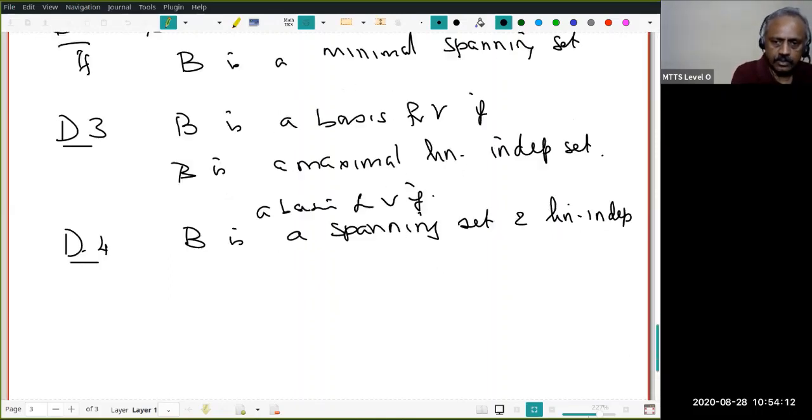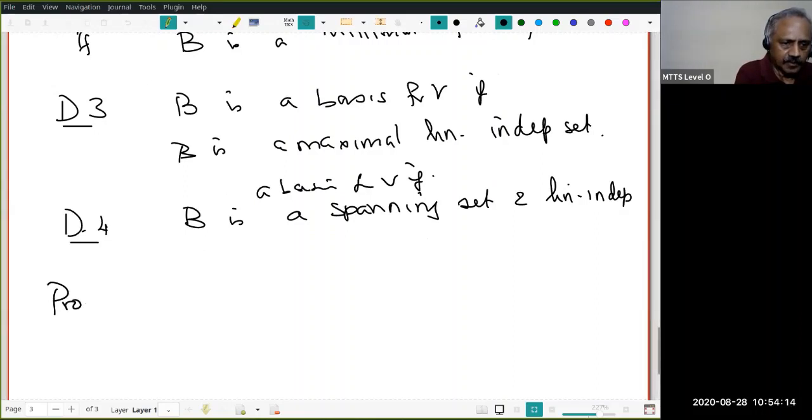Our idea is to prove all are equivalent. Notice that whenever you have something like this, a standard trick is to prove cyclically. That is, you say definition 1 implies definition 2, definition 2 implies definition 3, definition 3 implies definition 4, and definition 4 implies definition 1. So that means, for example, D2 will imply D4 because D2 implies D3, D3 implies D4, and so on. This is a standard trick. So let us get into a proof of this.